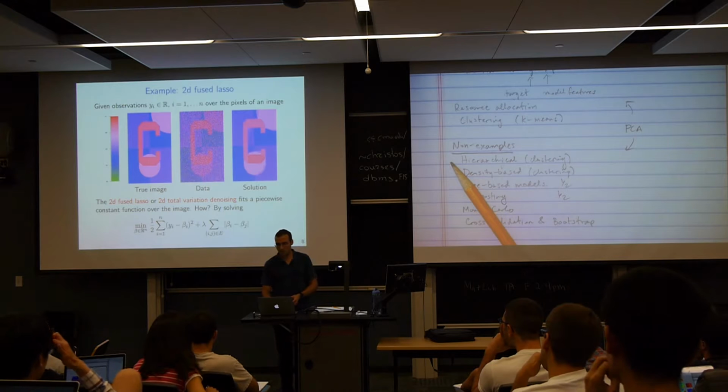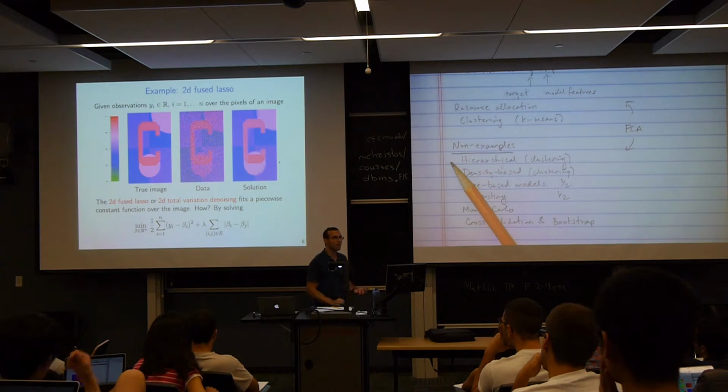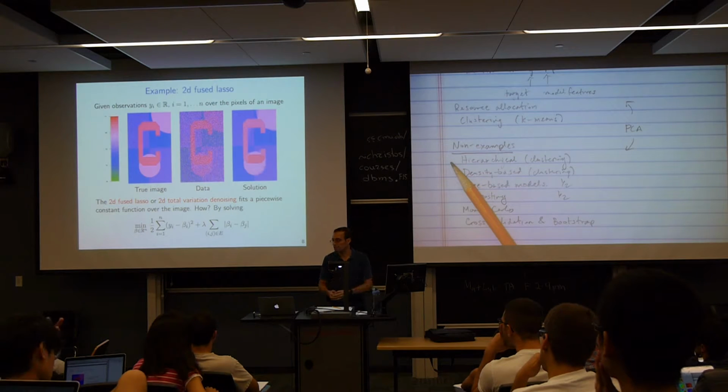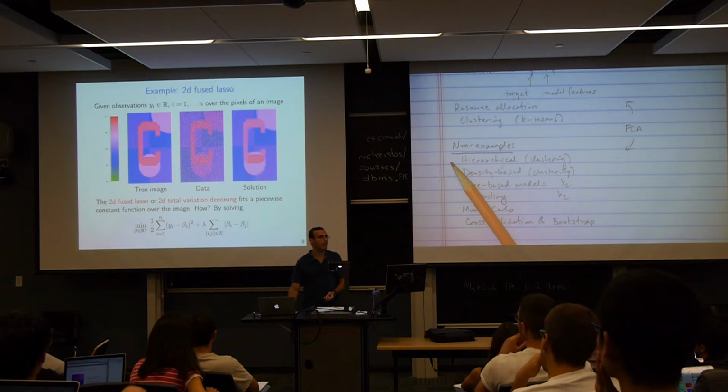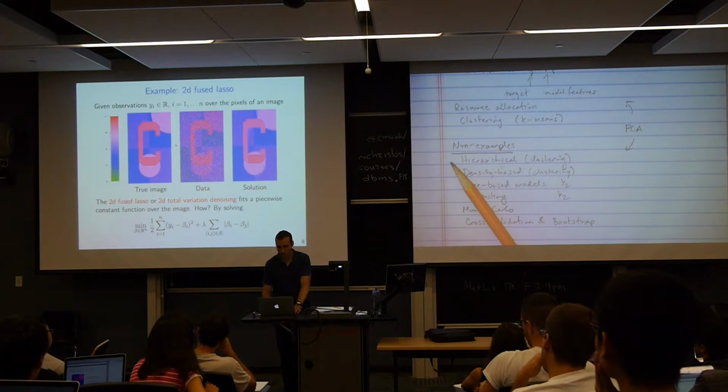This was an example of the solution at a particular value of lambda. I just chose that value of lambda for visual purposes, to make the solution match what we know should be the true image. You can see that it is really blocky, as you might expect.